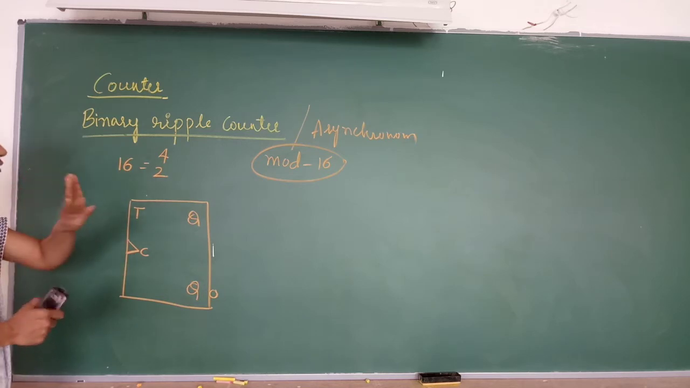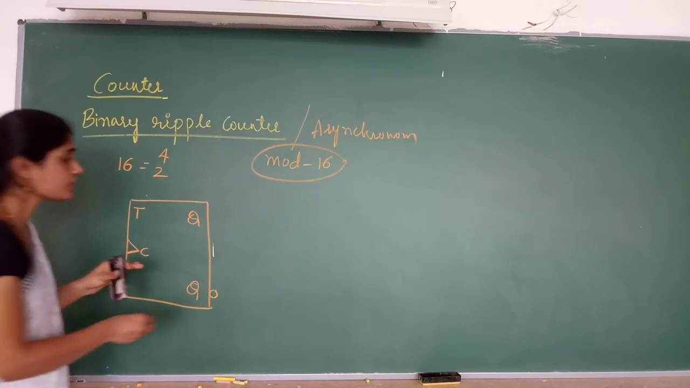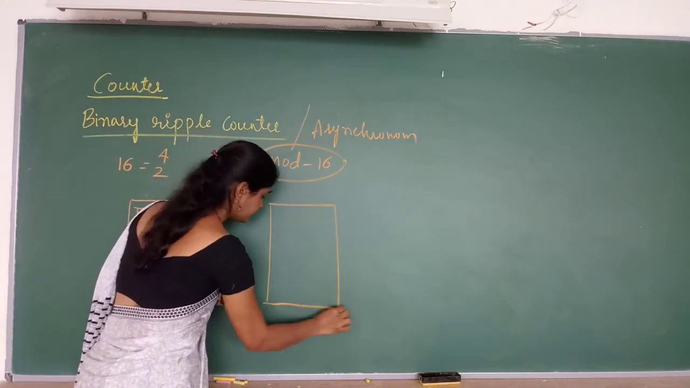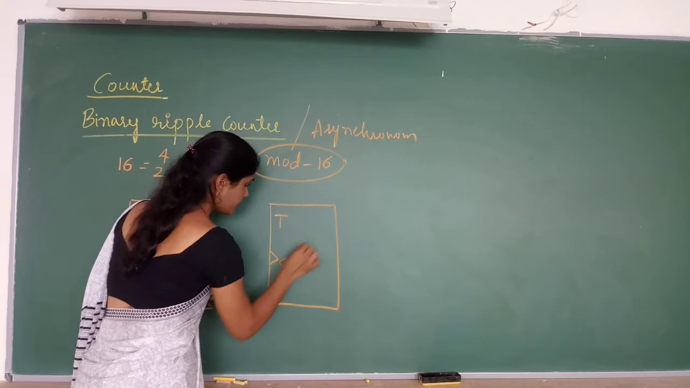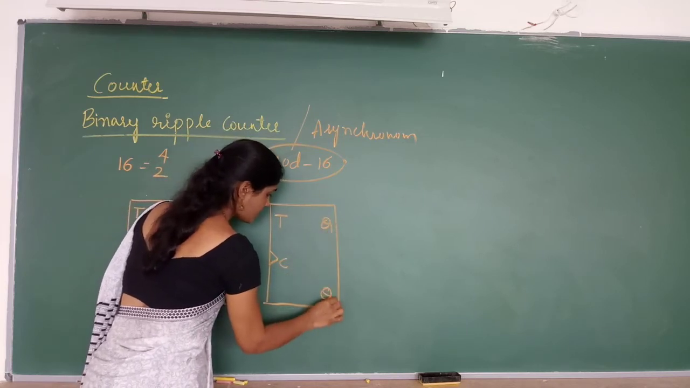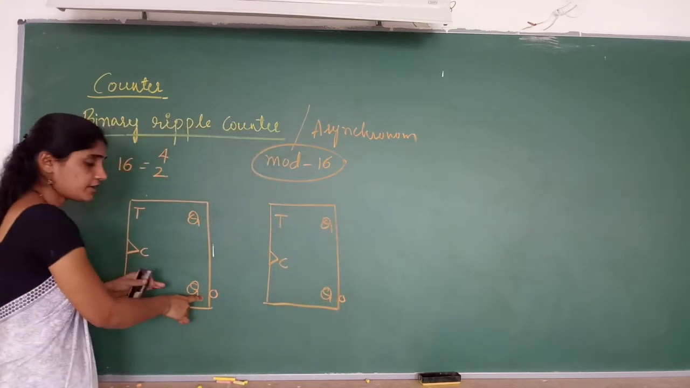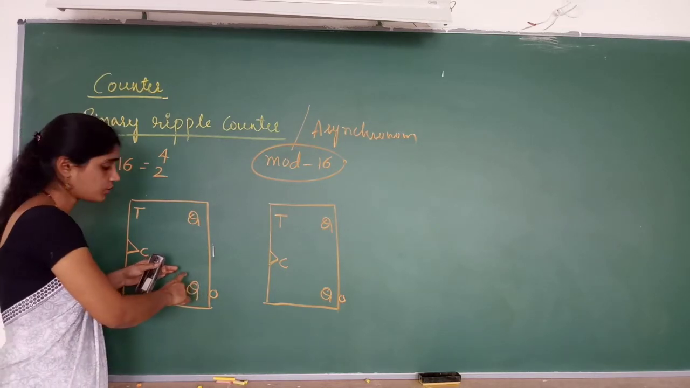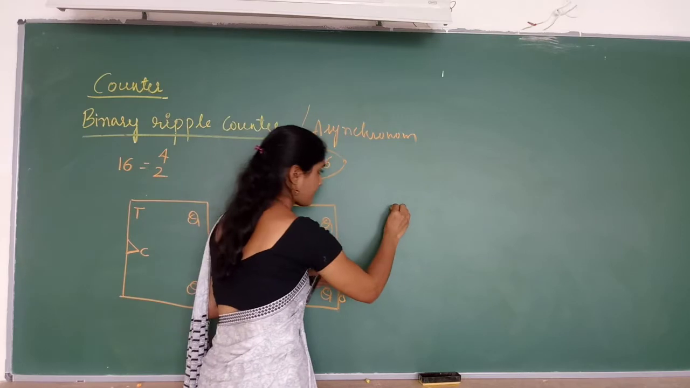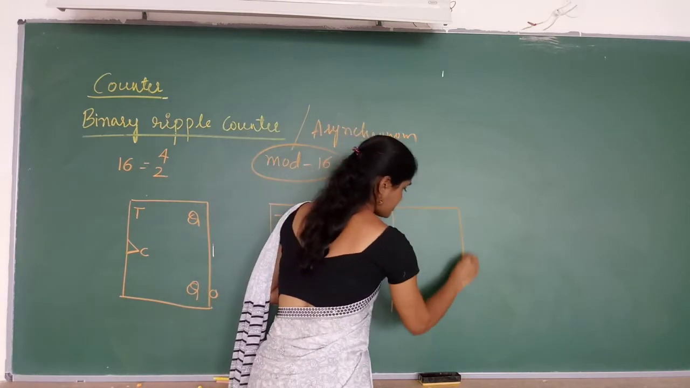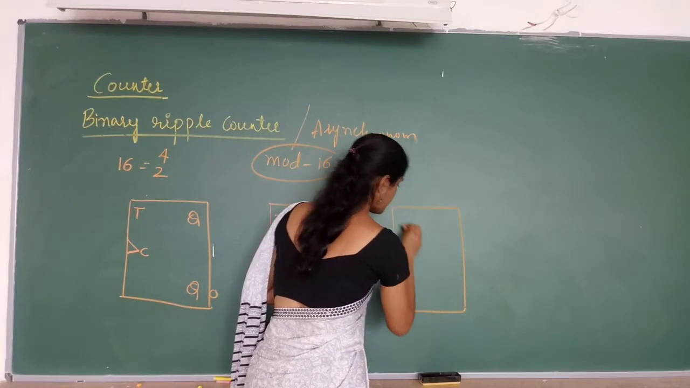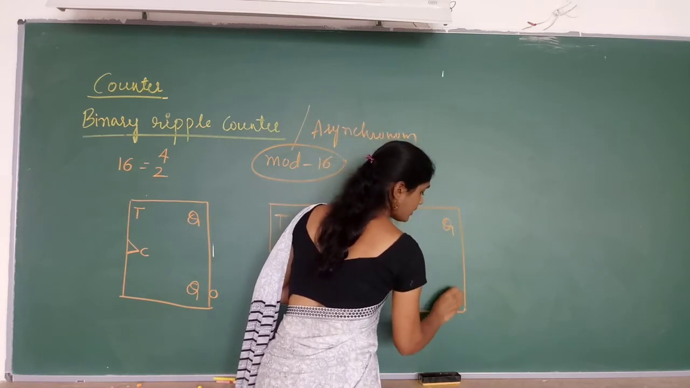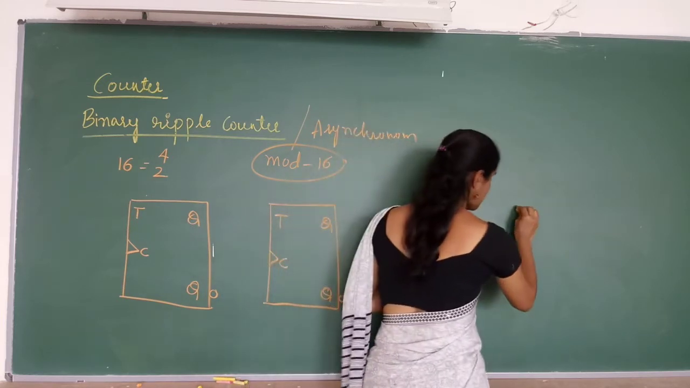How many? 4. So first let me write the logic symbol of all four T flip-flops. Positive edge triggered T flip-flop. So this is Q. I will put a bubble over here. Since I have written like this, if you don't want to write like this, you can just put a bubble, complement. So 4 T flip-flops I use. T. Since I want to design a mod 16 counter, I have to go for 4 T flip-flops, right?